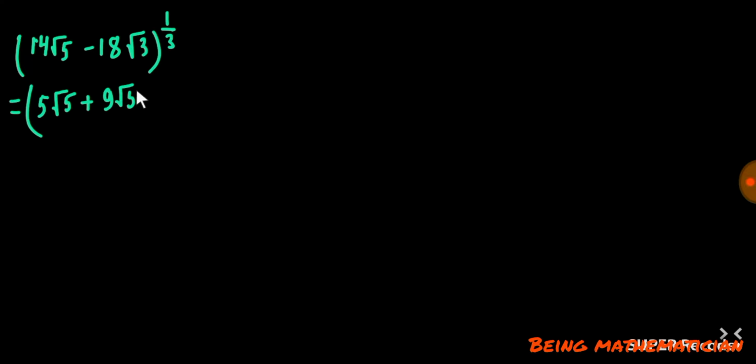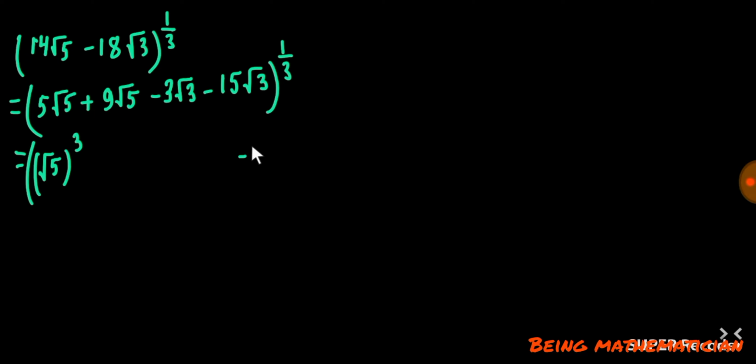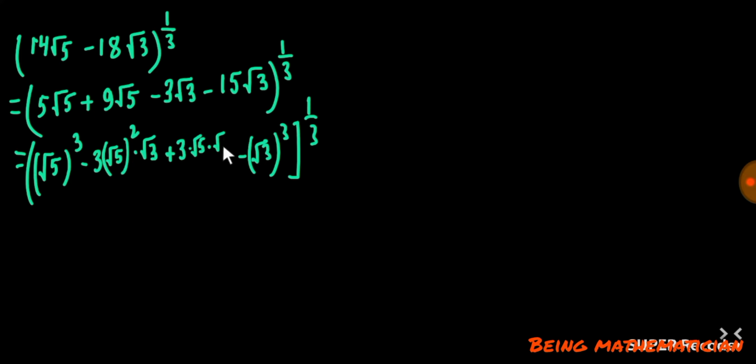So the expression is (14√5 − 18√3)^(1/3). So we can split 14√5 as 5√5 + 9√5 and −18√3 as 3√3 − 15√3. Now we can write (√5)^3 − (√3)^3, and this will be minus 3 (√5)^2 into √3 plus 3 into √5 into (√3)^2.